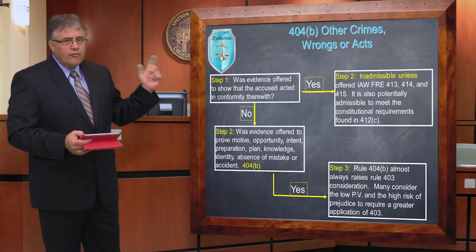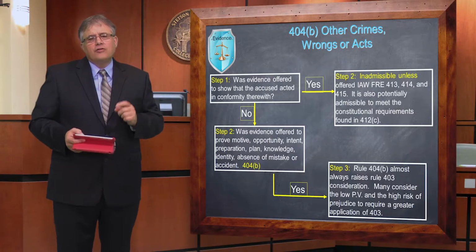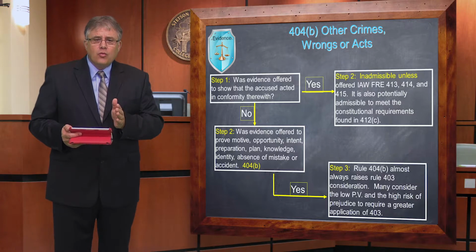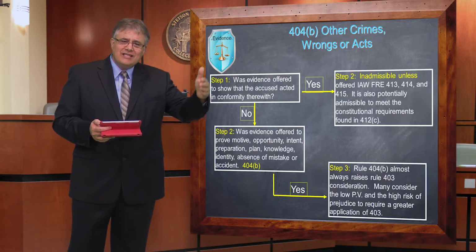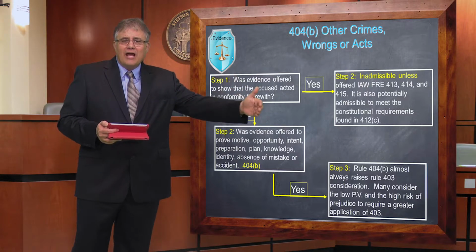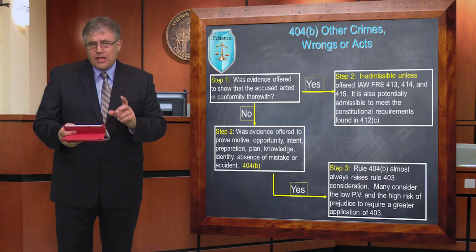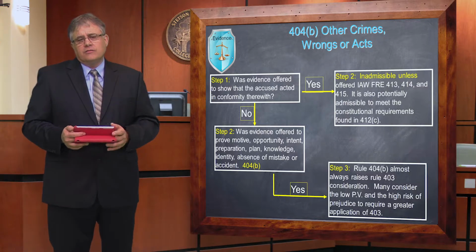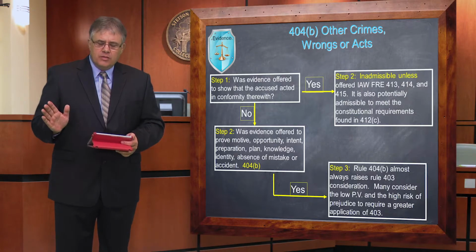I've got another flow chart for you. We start out with the idea, step number one. Was the evidence offered to show that the accused was acting in conformity therewith? In other words, am I going to argue that because the accused did this in the past, it's more likely that they did it this time? It's a propensity argument. If I wish to make a propensity argument, I cannot offer it under a 404A theory. It's not going to be admissible.